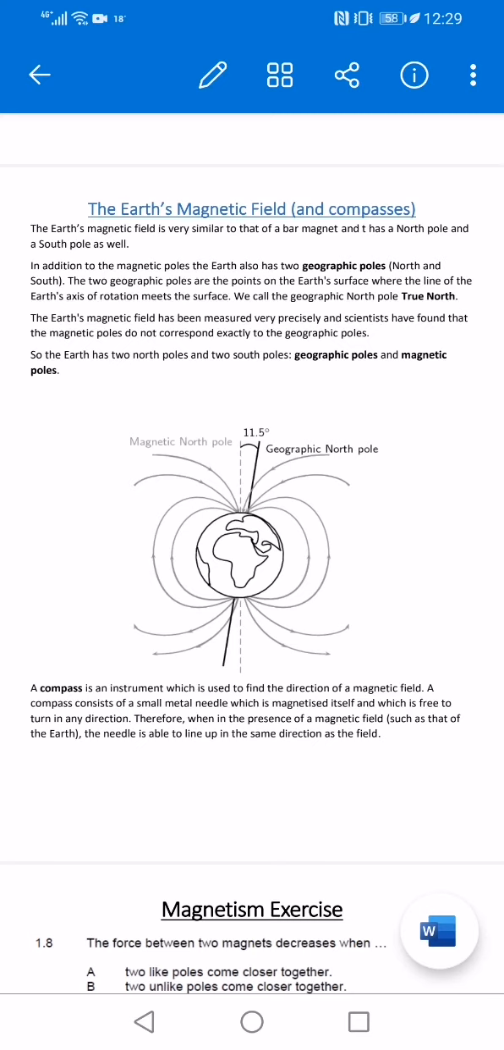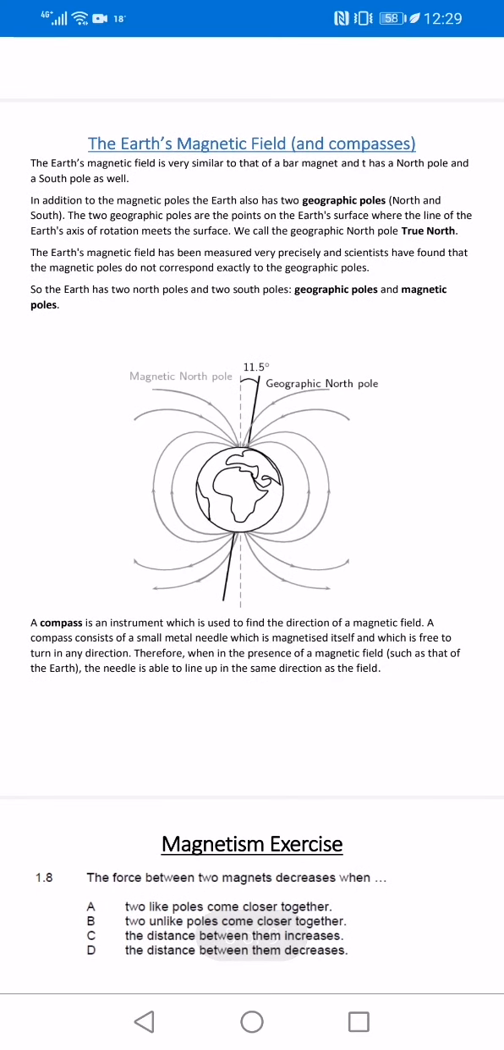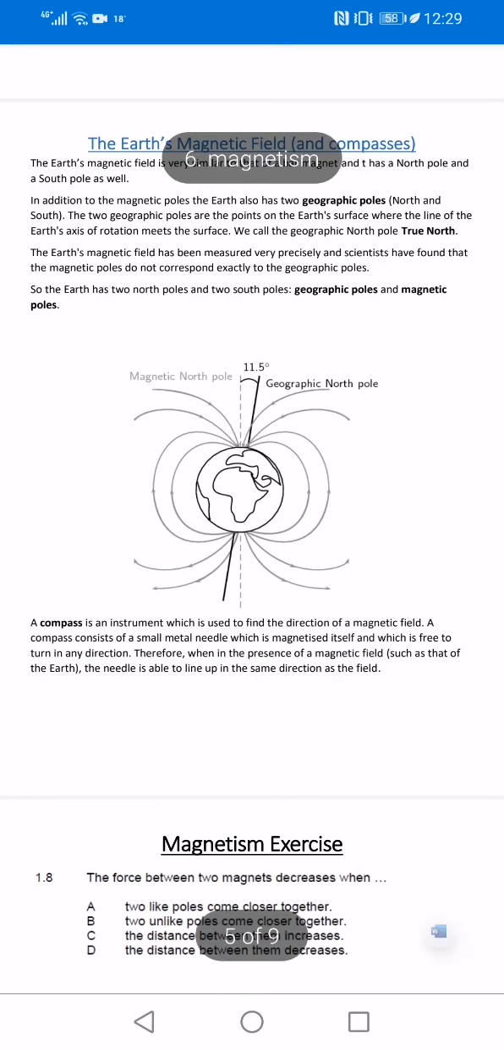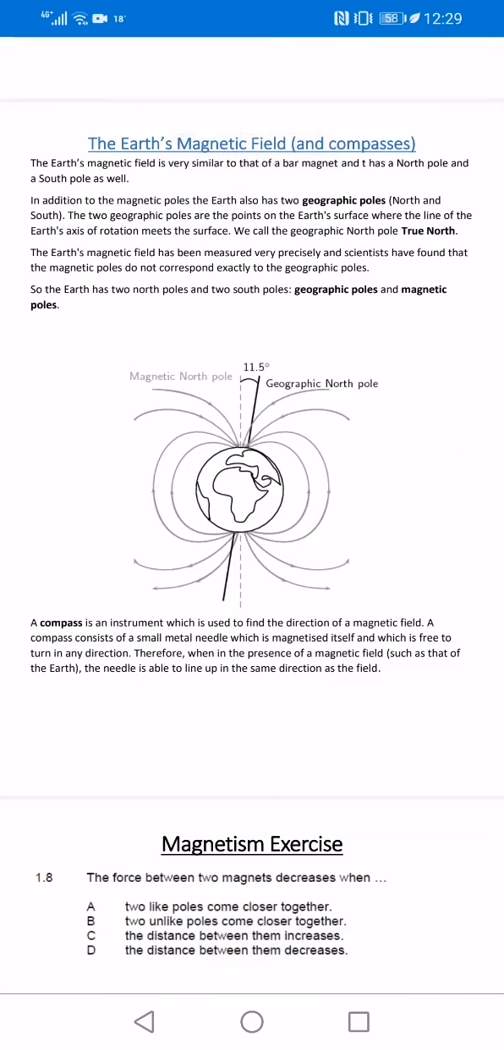Okay, now in terms of how a compass works when we're on Earth, firstly let's read down here. A compass is an instrument which is used to find the direction of a magnetic field. A compass consists of a small metal needle which is magnetized itself and which is free to turn in any direction. Okay, so the needle of a compass is a magnet, and that magnet can rotate freely.